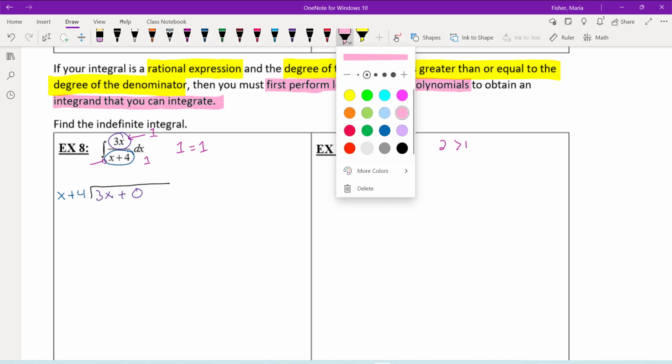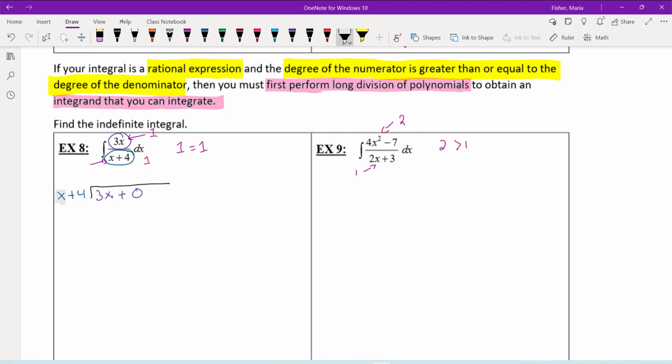Now when I'm dividing, what I need to do is figure out what do I need to multiply this x by so it becomes that 3x. Well, a 3. Now I multiply 3 times x is 3x. 3 times 4 is 12. When I do long division, I now subtract. So I'm subtracting 3x plus 12, so make sure you distribute that negative to both of those terms. 3x minus 3x will cancel. If they didn't cancel, you've done something wrong. And then 0 minus 12 is negative 12.